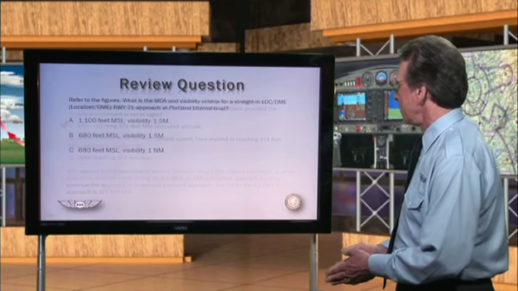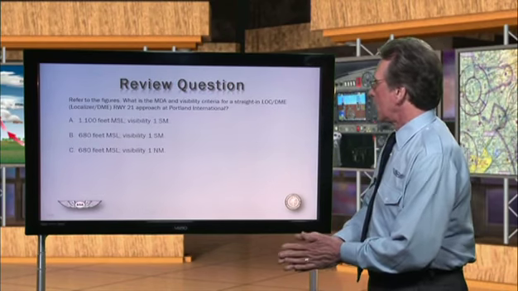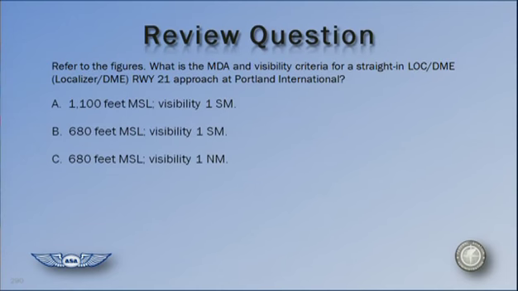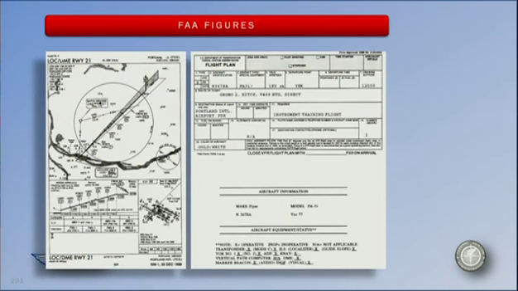And another question. Okay, again, referring to figures, what is the MDA and visibility criteria for a straight-in LOC DME or localizer DME runway 21 approach at Portland International? What is the minimum altitude?